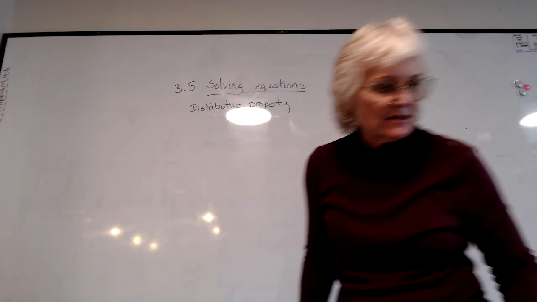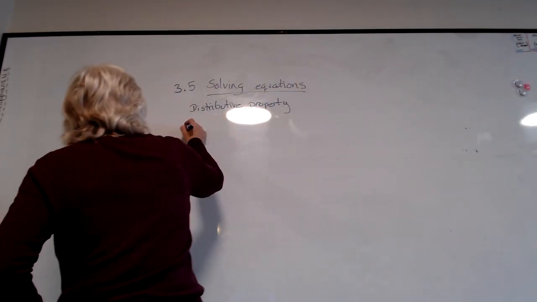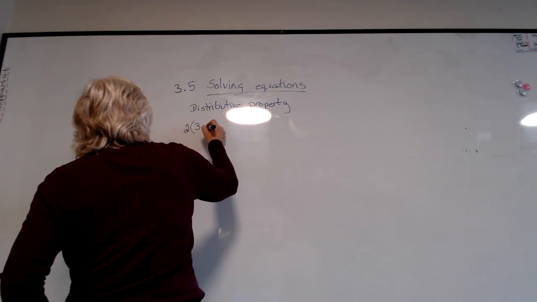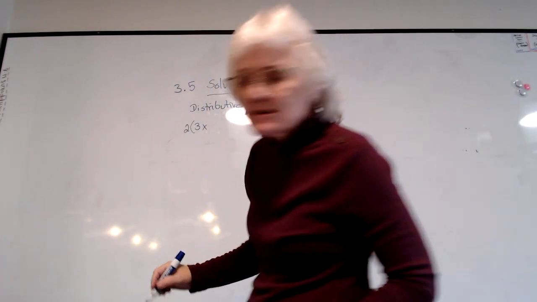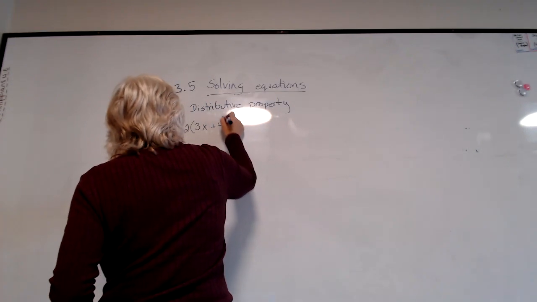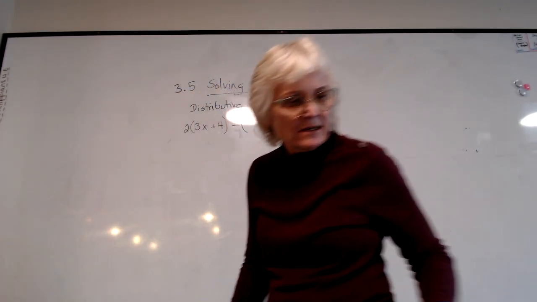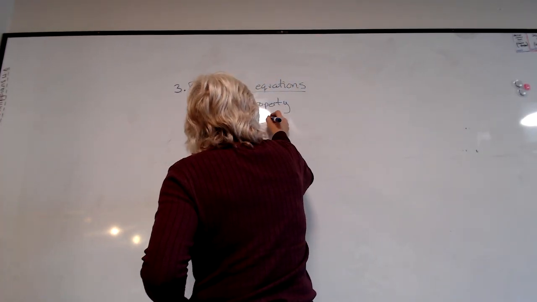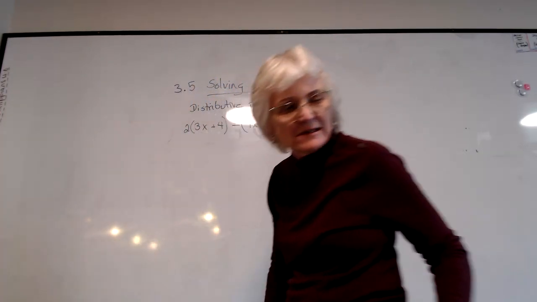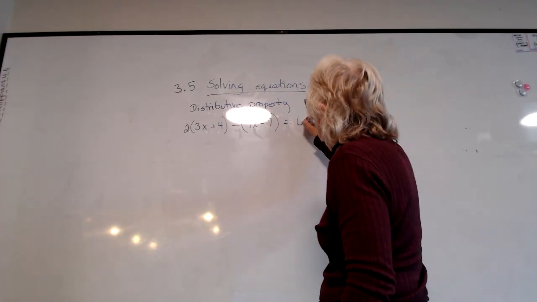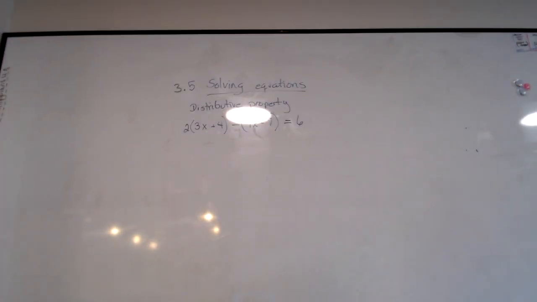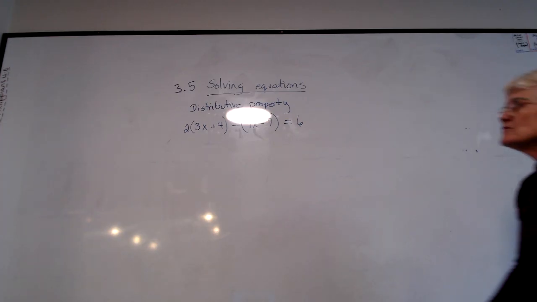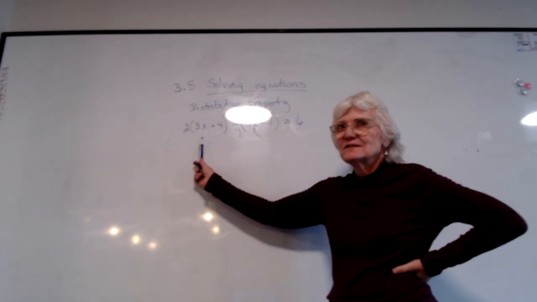Tough. Okay, so we've got 2 times (3x plus 4) minus (9x minus 7) equals 6. Does that not look like a mess? Nope. No? Not at all. That's good. Okay. Now, here, we have 2 different sets of parentheses.